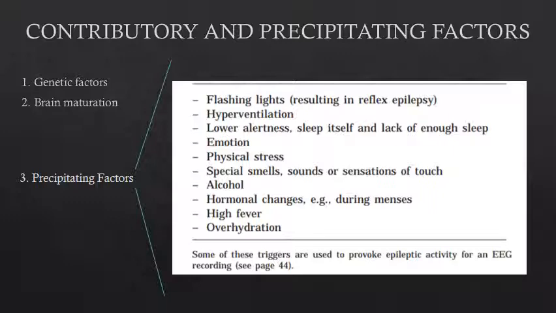Some examples are flashing lights, hyperventilation, low alertness or lack of sleep, emotional distress, excessive physical stress, special smells, sounds, or sensations of touch, alcohol, hormonal changes, for example during menstruation, high fever, or overhydration.